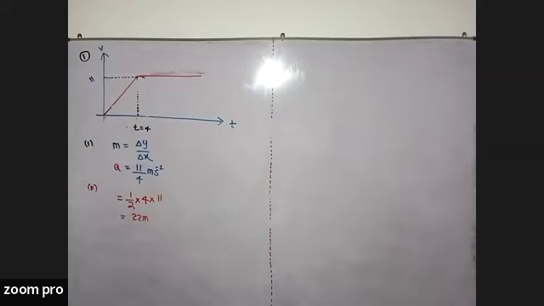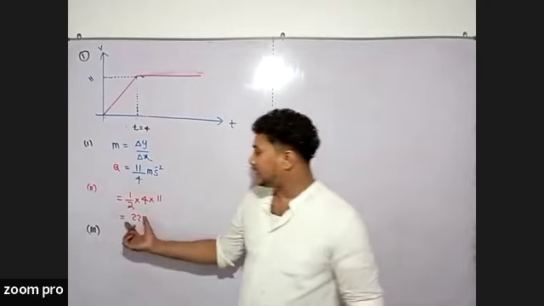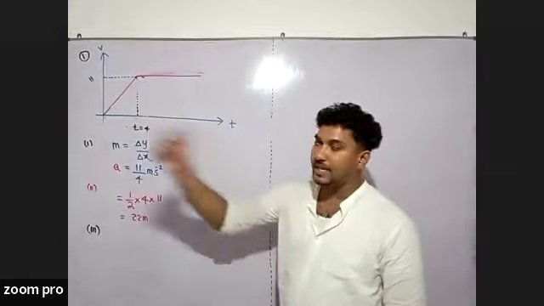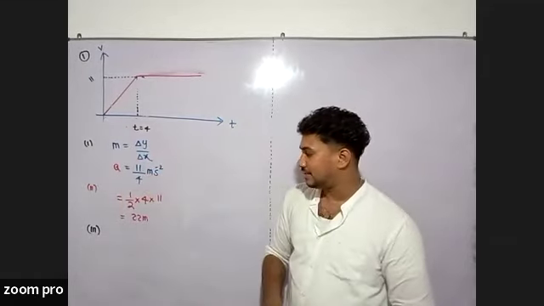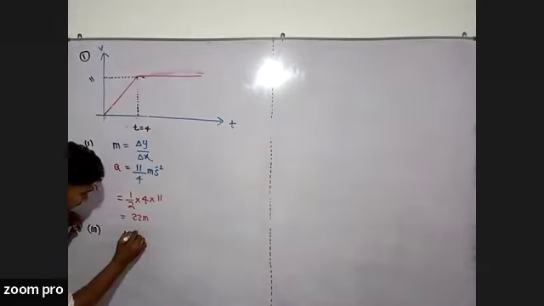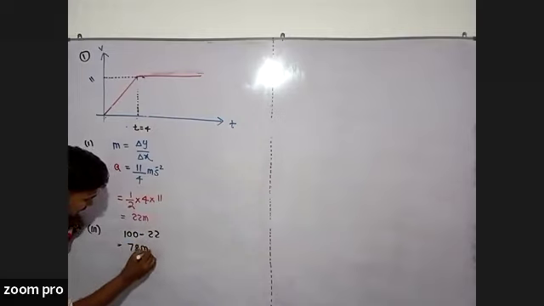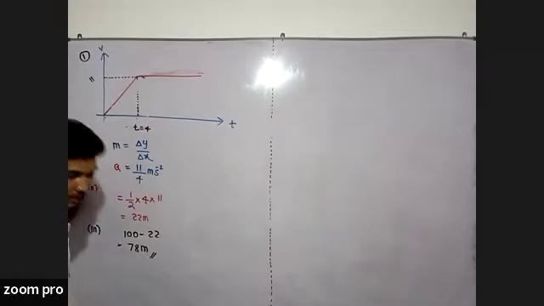Third one, what is the total time taken by the player to finish the game? Now you should identify that this person completed 22 meters with the acceleration, and the remaining distance is 78 meters, because the total distance is 100. If I subtract 22 from 100, it should be 78 meters, isn't it? So this distance is traveled at a constant speed, right?